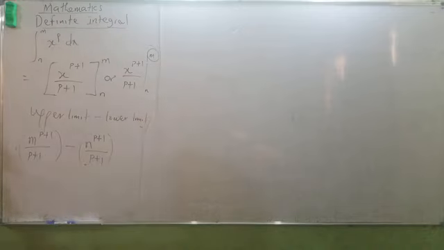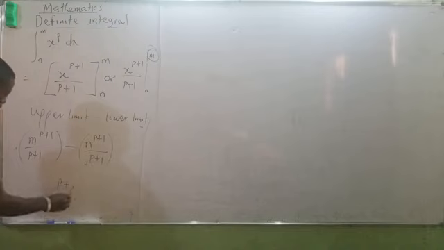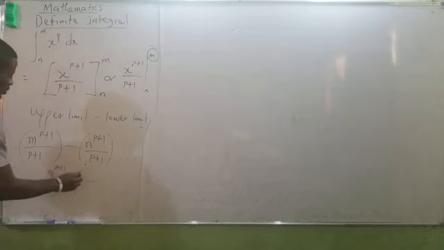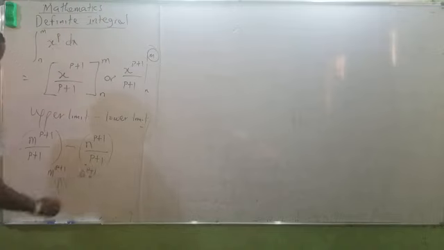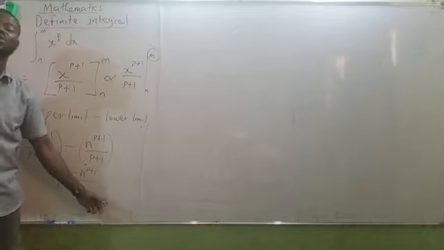Now, I will do my LCM, which gives me P plus 1. I'll be having MP plus 1 minus P, NP plus 1. Can you see? That is my answer. Now, can you see at this point there is no plus K?